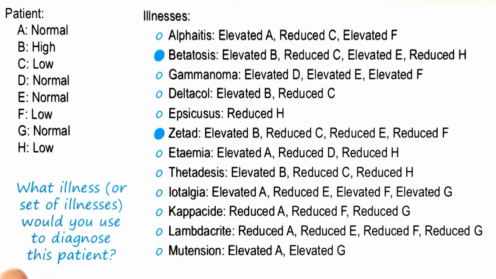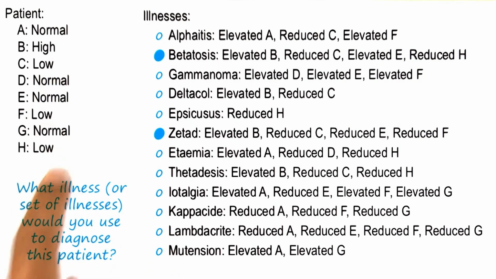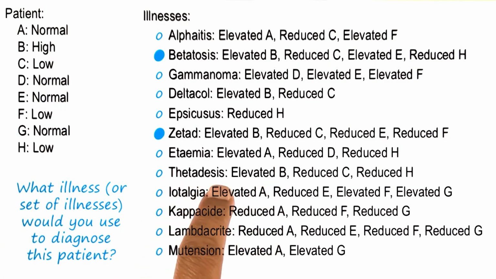Note that one can use alternative methods for the same problem. For example, one could use case-based reasoning. In fact, we came across a problem very similar to this one previously. Suppose that the solution of that particular problem was available as a case. In that particular case, B was high, C was low, and H was low, and the solution was thetadesis.